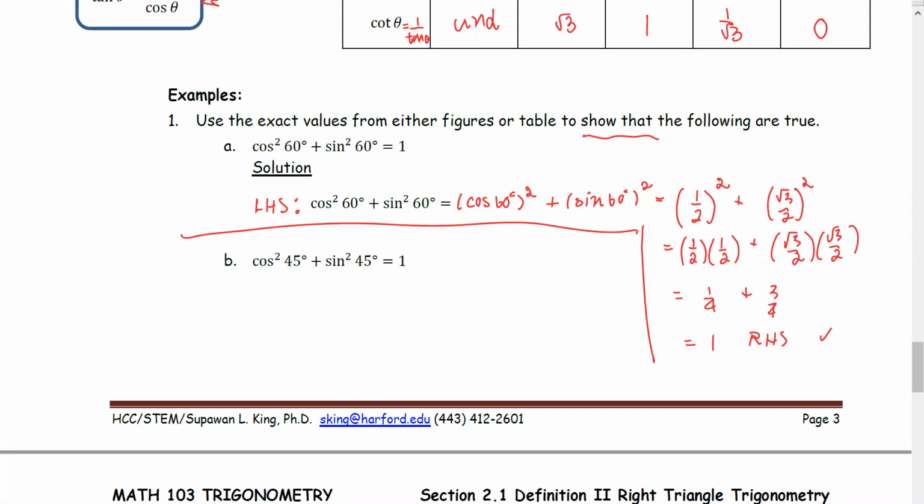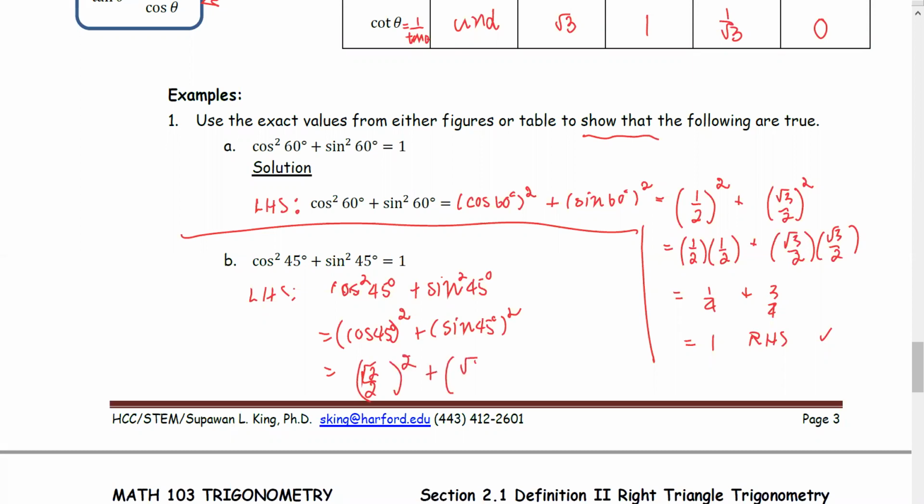And in part B, in a similar way, the left-hand side is cosine squared of 45 degrees plus sine squared of 45 degrees. That is the quantity squared of cosine 45 degrees plus the quantity squared of sine 45 degrees. From the table, cosine 45 degrees is square root 2 over 2, and squared, square root 2 over 2 squared. We get 2 over 4 plus 2 over 4, or 1, which is the same as the right-hand side.